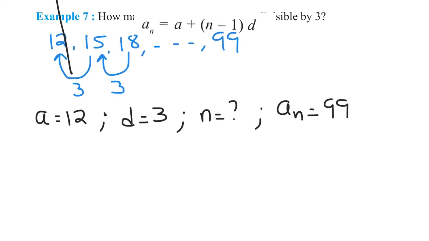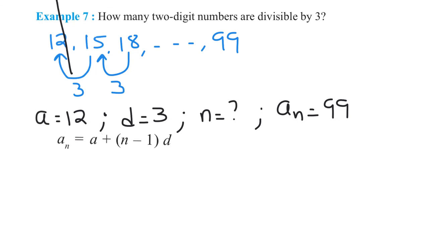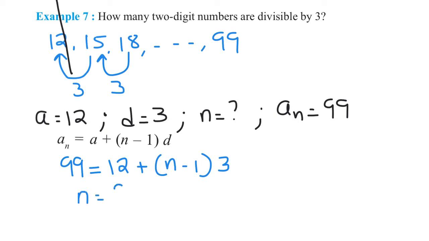And the formula is an is equal to a plus n minus 1 times d. So we can easily plug into the formula all the variables that we know. That is 99 equal to a, which is 12, plus n, which we don't know, n minus 1 times 3. If you open the bracket and simplify, you get n to be 90 over 3, which is 30. So there are 30 two-digit numbers that are divisible by 3.